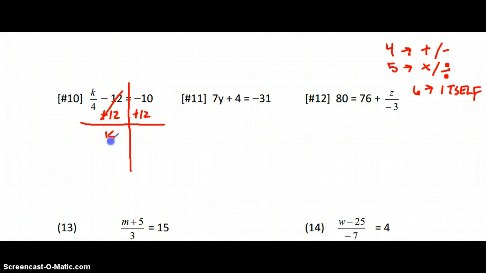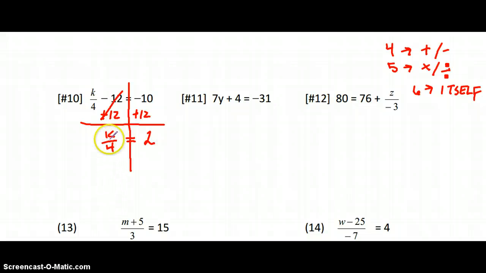I end up with K over 4 equals negative 10 plus 12. 12 wins the war, so it's going to be positive. It's going to be positive 2. So K over 4 equals 2.